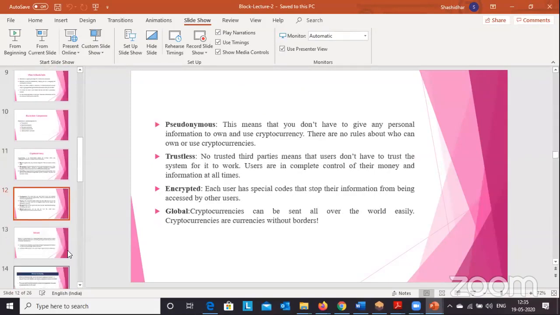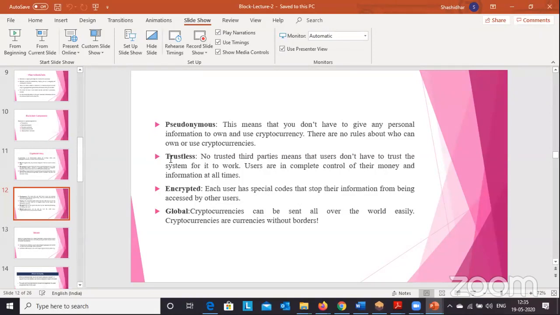And some other properties: cryptocurrencies are pseudo anonymous, and because of this Bitcoin is very popular. Pseudo anonymous is nothing but the identity of the Bitcoin users will not be revealed. So the users of Bitcoin or cryptocurrencies are anonymous and untraceable. This means that you don't have to give any personal information to purchase the cryptocurrency. There are no rules about who can use cryptocurrencies. Anyone can use them. There are no restrictions.